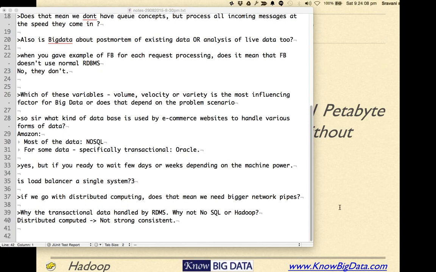Arun's question is, can data be transmitted between NoSQL and Oracle? Of course, it can be, using a tool called Sqoop, which we'll talk about.